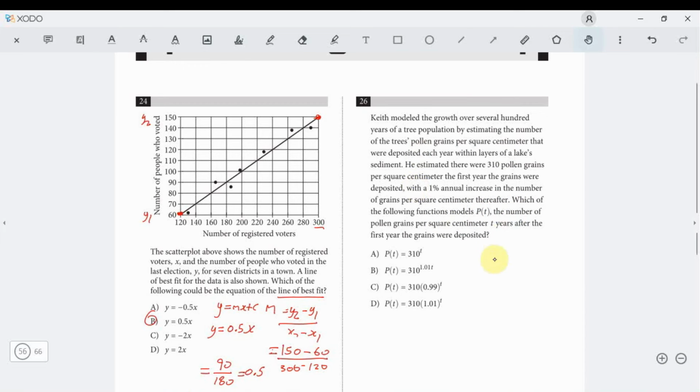So this is really the compound interest formula. Remember compound interest? Compound interest is the principal times (1 + r) raised to the t, right? That's it. So P of t in this case is the principal value, or the initial value, 310, times (1 plus the rate of increase, 0.01 or 1%) raised to the t. That is 310 times 1.01 to the t. Option D. Easy. Nice.